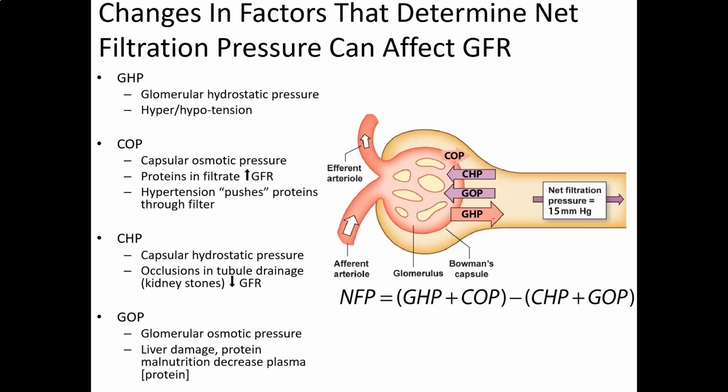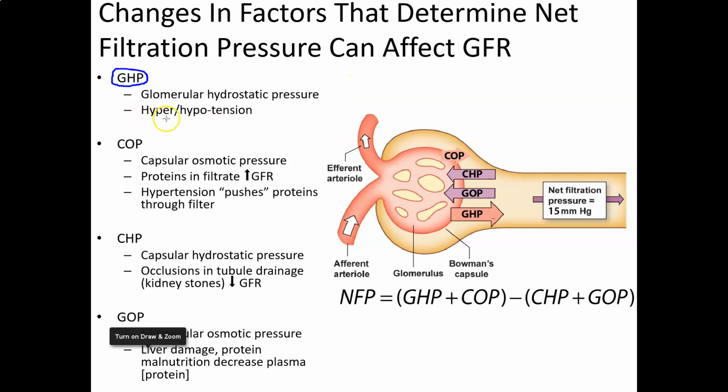So how do these variables affect GFR? And we'll look at some of them individually and see how that can affect things. The first variable we'll look at is GHP, glomerular hydrostatic pressure. Again, this is the pressure within the glomerulus. It is largely a reflection of mean arterial pressure, except for the fact that we can auto-regulate it.